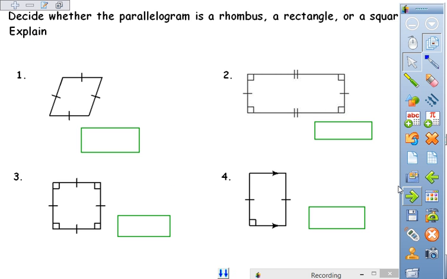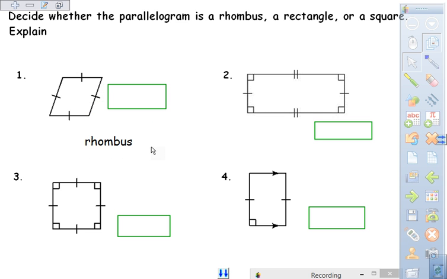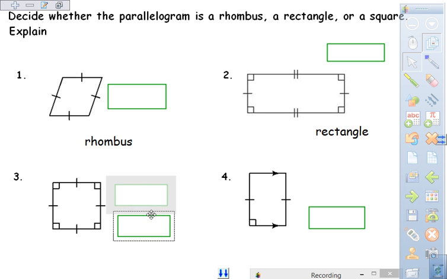So let's practice. It says, decide whether the parallelogram is a rhombus, a rectangle, or a square. Explain. Number 1, what I see with my picture is that all 4 sides are the same. So I'm thinking it's either a rhombus or it's a square. The only thing I see are sides, so I'm going to call it a rhombus. Number 2, I see 4 right angles, and I see opposite sides are the same. This is called a rectangle. Number 3, I see all 4 sides the same, and all 4 angles the same, and the angles are 90 degrees, so I'm going to call it a square.